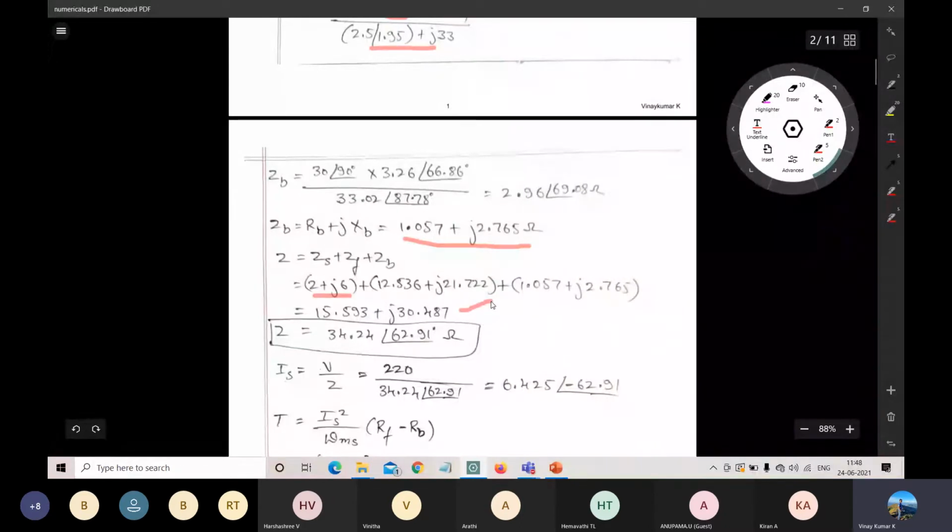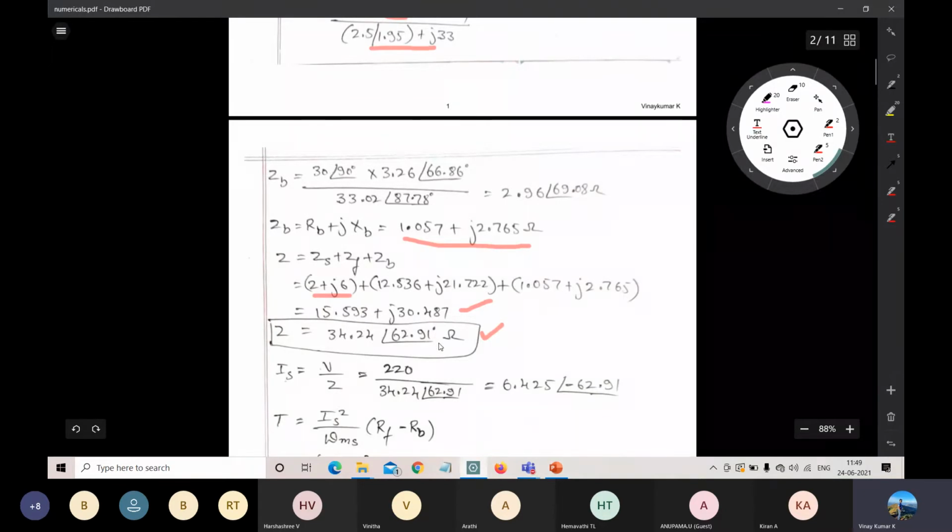I hope you know how to solve this using your calculator. Instead of solving manually, which is a lengthy mathematical process, just substitute these values in your calculator. It will consume less time. So 2 plus 12.536 plus 1.057 is 15.593, and J 6 plus 21.7 plus 2.765 gives J 30.487. So this is Z in rectangular form.